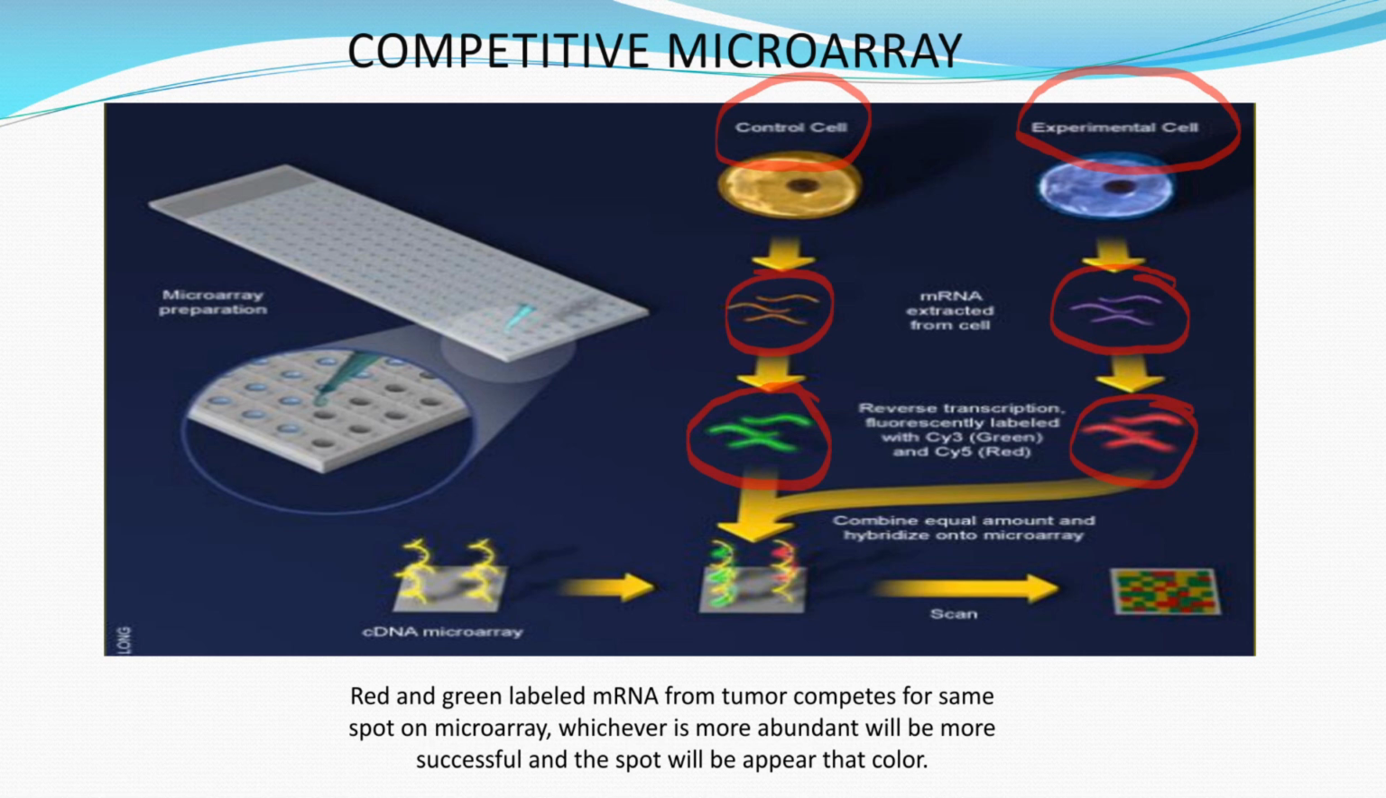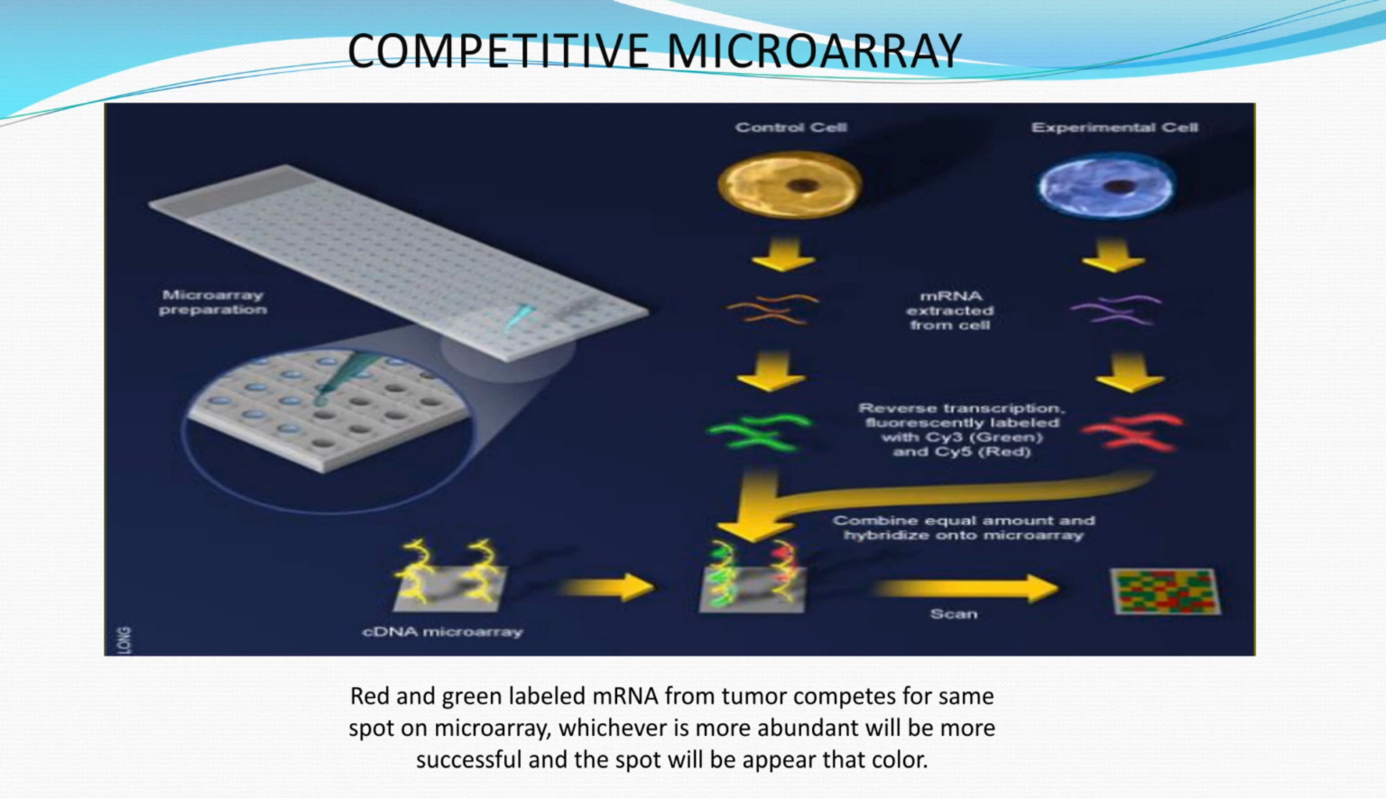Then we mix both the samples on the glass slide which already has DNA. So the DNA gene which is more activated or more complementary will bind to that particular spot and give the corresponding result. Suppose the gene is activated only in the normal person, it will give green color. If the gene is only activated in cancer tissue, it will give red color. If it is activated in both, it will give yellow color. If it is not activated in both the normal as well as the experimental cell, it will give black color.